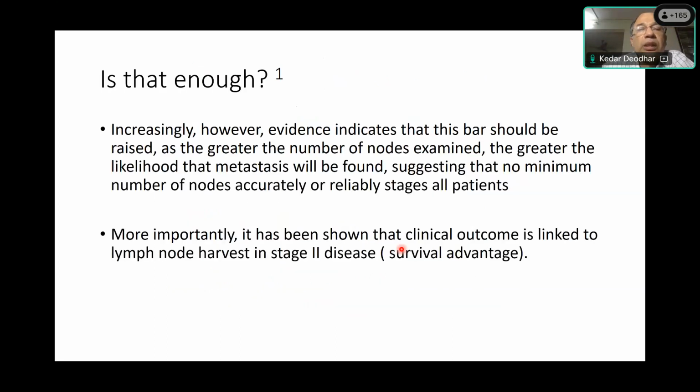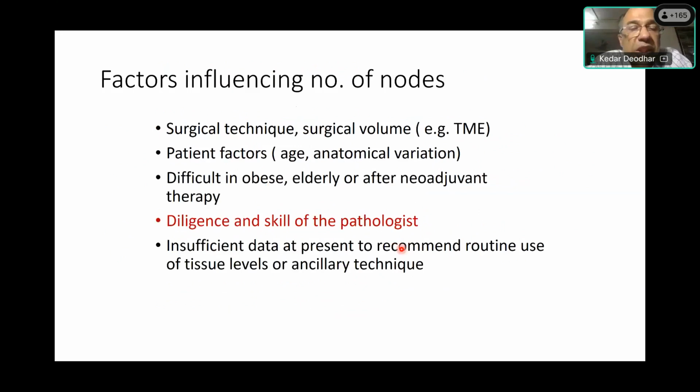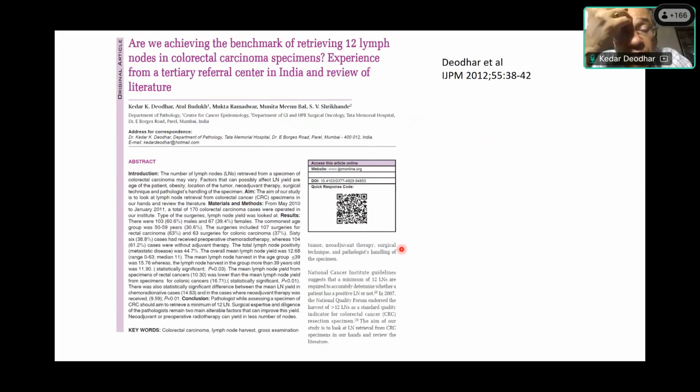I think we just mentioned that the surgical diligence and the skill of the pathologist are two important factors. So this brings us to our small effort. Long back, we looked at about 170 specimens. This is 10-year-old data. Are we achieving the benchmark of retrieving 12 nodes in colorectal cancer specimens?